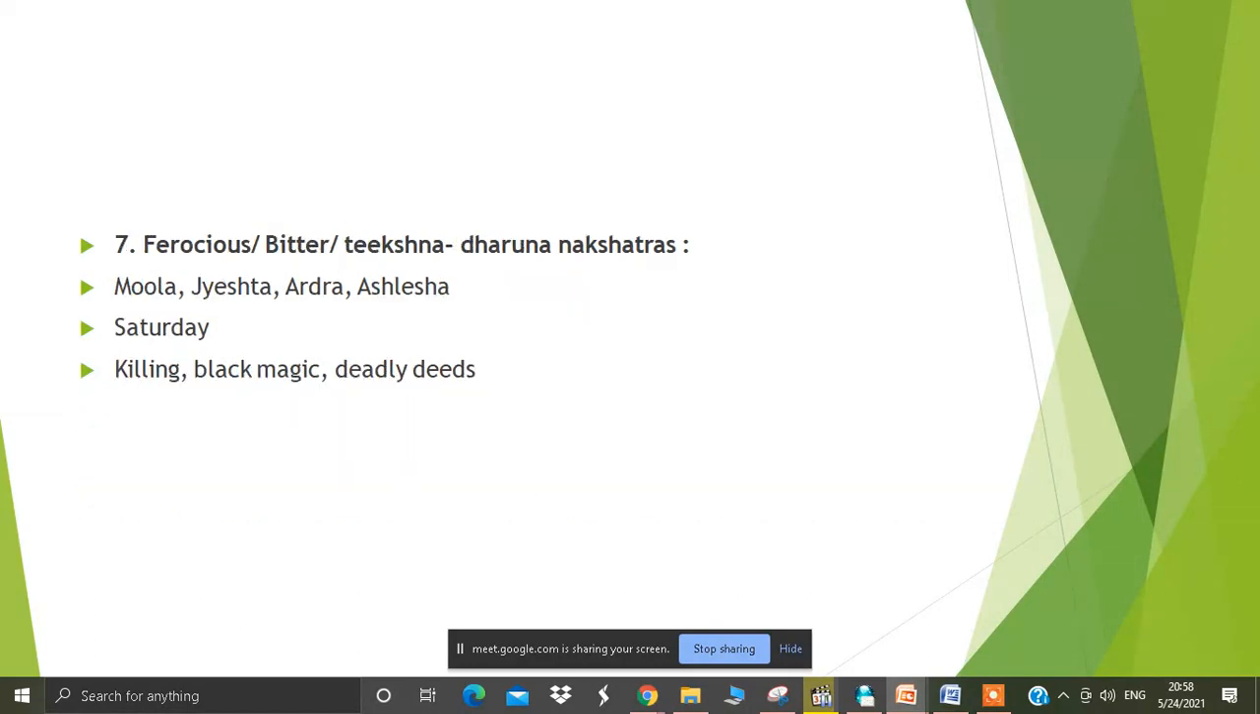Then we have another important combination known as ferocious or bitter or Tikshna Daruna Nakshatras: Mula, Jyeshtha, Ardra, and Ashlesha. These are the nakshatras used for killing, black magic, deadly deeds, all those venomous activities, what the Vamachara or black magicians do, or if you want to make someone suffer, then these nakshatras are chosen.